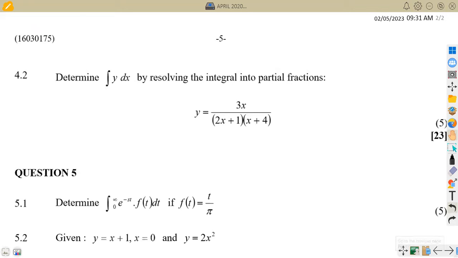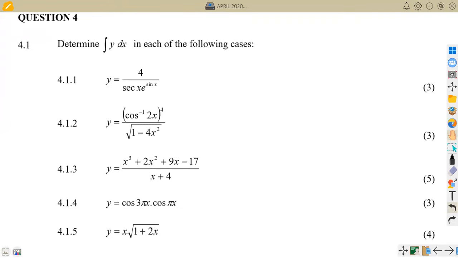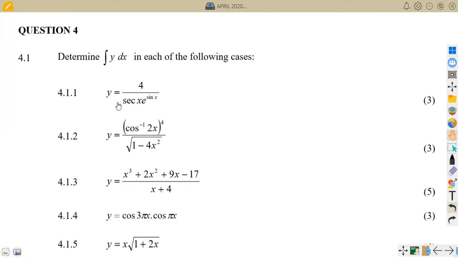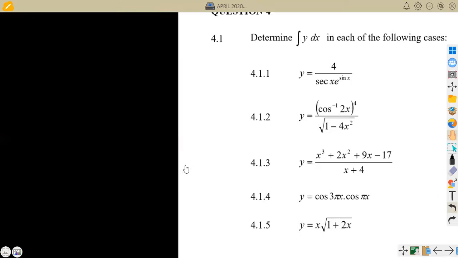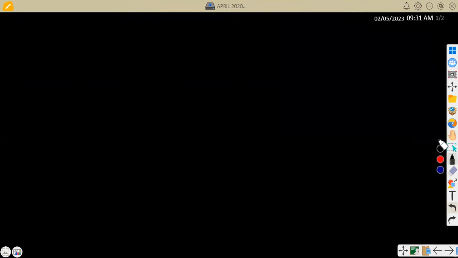So we shall quickly rush through the questions so that we can see how we're supposed to answer these typical questions. We are given to determine the integral of y with respect to x in each of the following cases. So these are expressions or terms representing y in terms of x. So we need to find the integrals of these. Let us quickly rush through the first part of the question, which is 4.1.1.